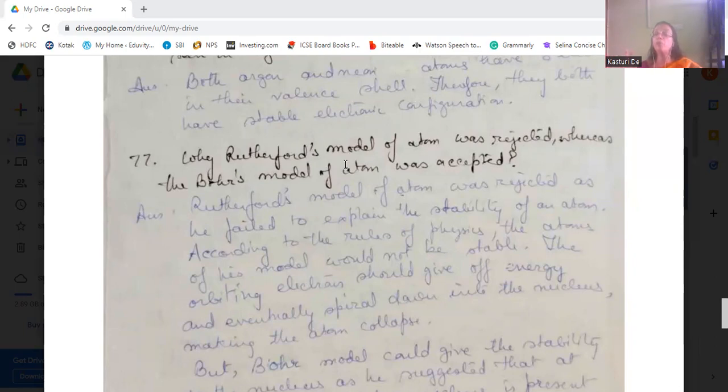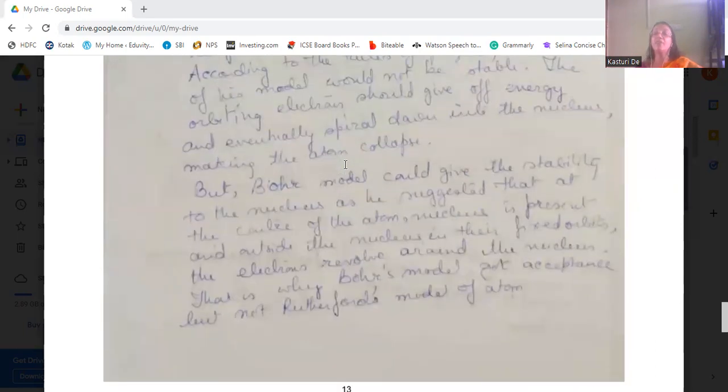Okay, but why was Bohr's model accepted? Because Bohr could explain the stability of the atom, and he suggested that the nucleus is present at the center of the atom, and the electrons will move around the nucleus in fixed orbits. That's why his model was accepted.